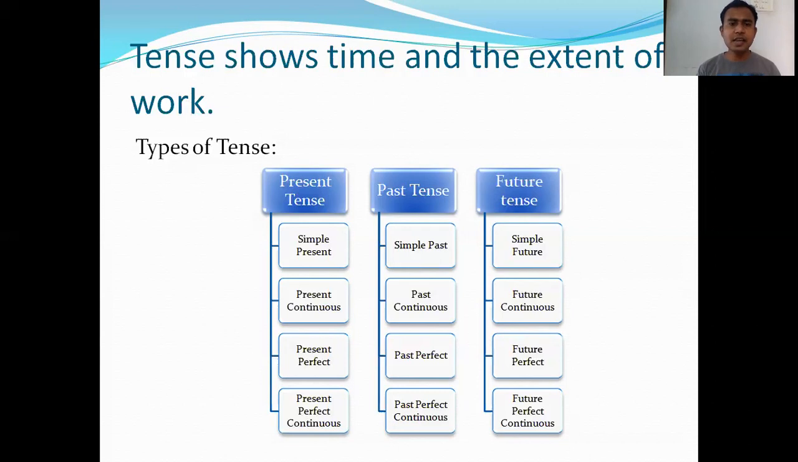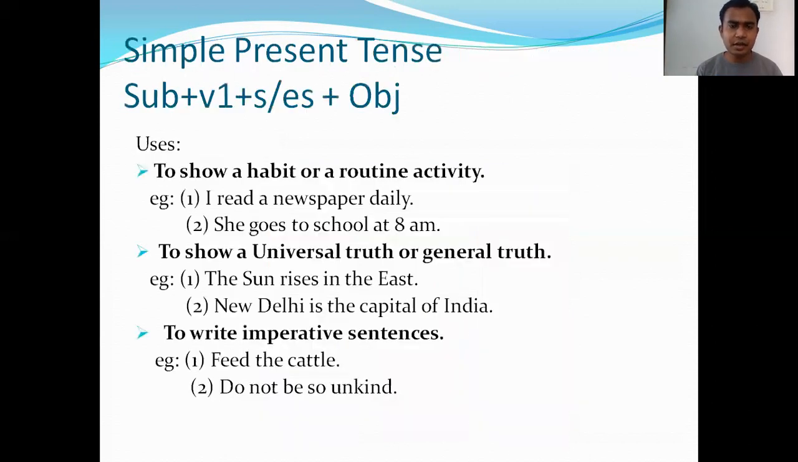Now, let us understand what is simple present tense. Simple present tense means a habit or a routine activity. We use subject plus verb 1 form, and in that verb 1 we add s or es, that is the subject verb agreement rule, and object. So simple present tense is used to show a habit or a routine activity. Example: I read a newspaper daily. This is a routine activity, it's a habit. She goes to school at 8 a.m.